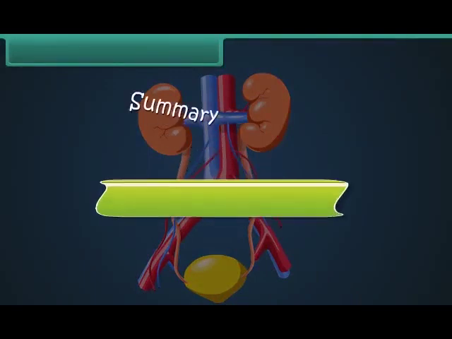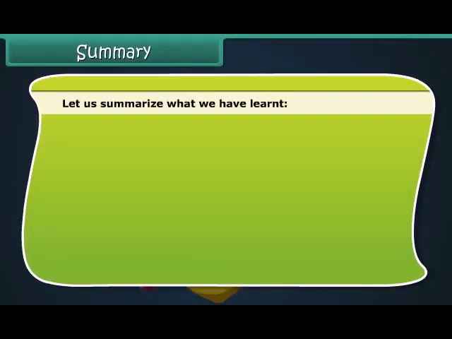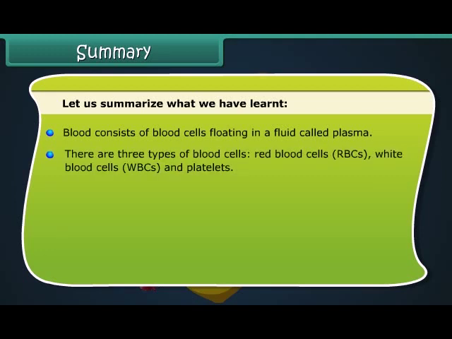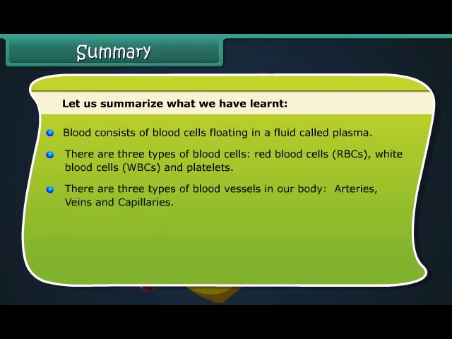Summary. Let us summarize what we have learned. Blood consists of blood cells floating in a fluid called plasma. There are 3 types of blood cells: red blood cells, RBCs, white blood cells, WBCs, and platelets. There are 3 types of blood vessels in our body: arteries, veins, and capillaries.